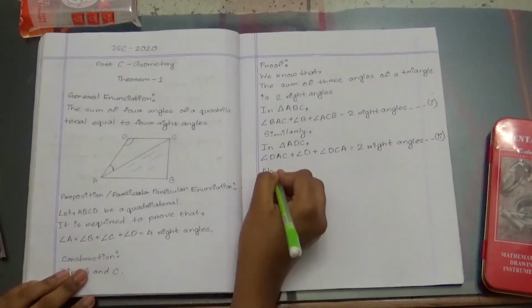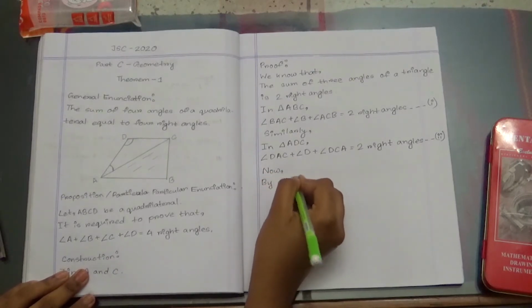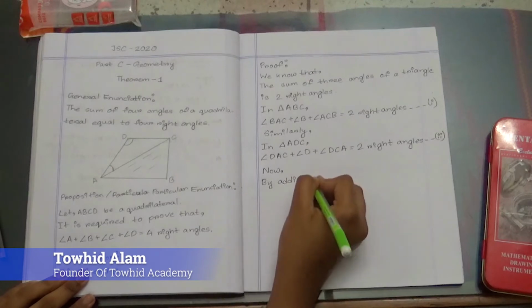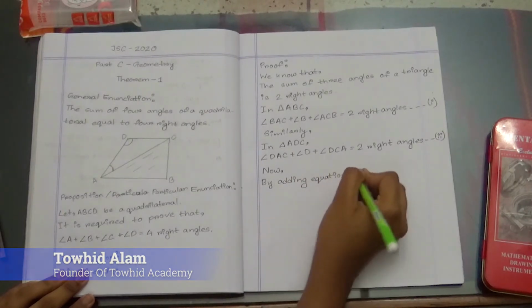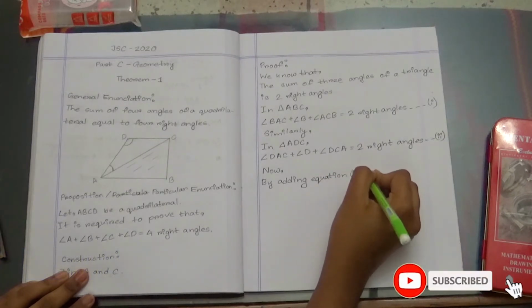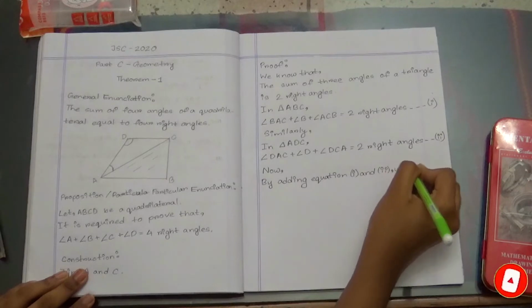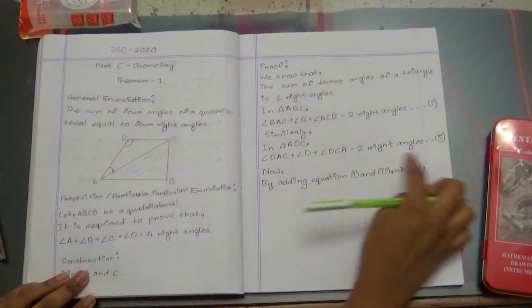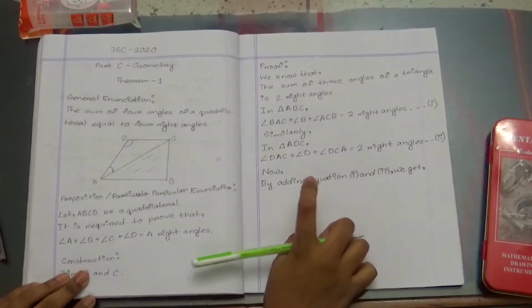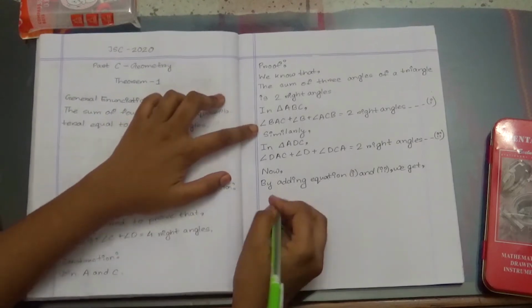Now by adding equation 1 and 2, we will add equation 1 and equation 2 for getting the summation. So let's start.